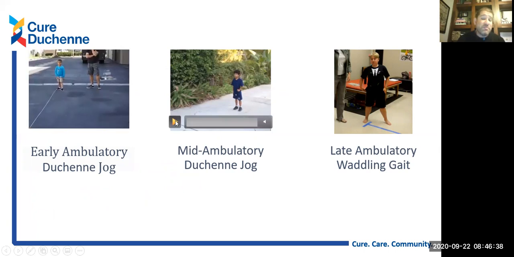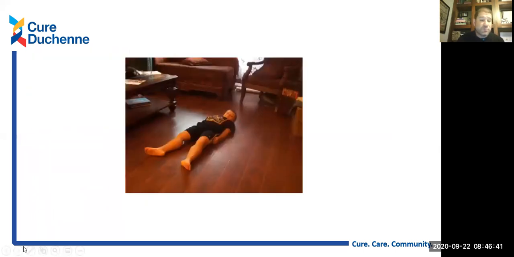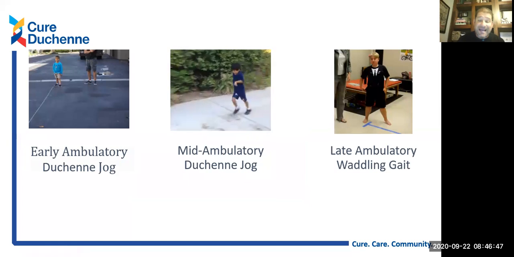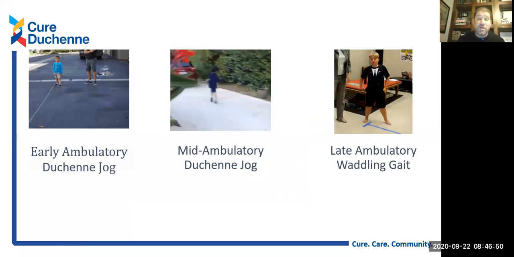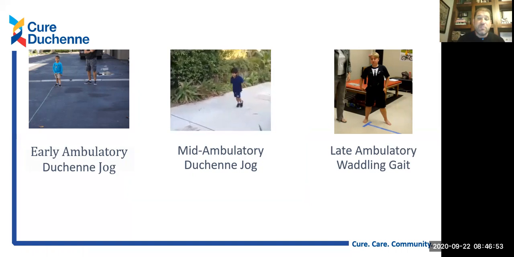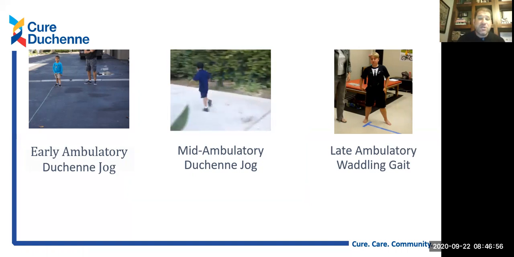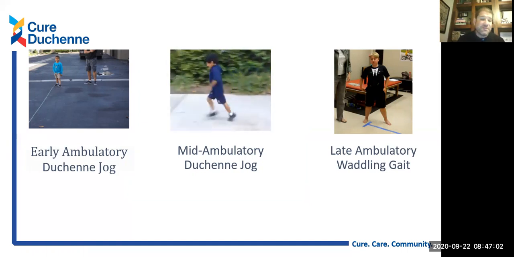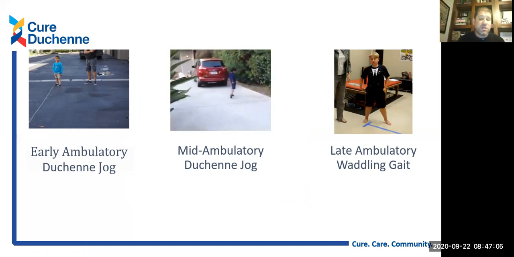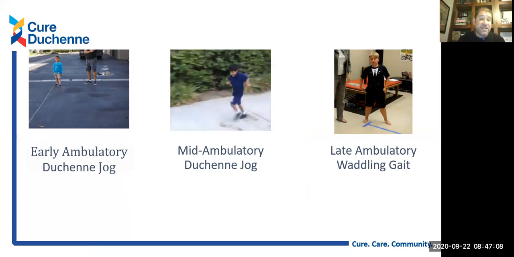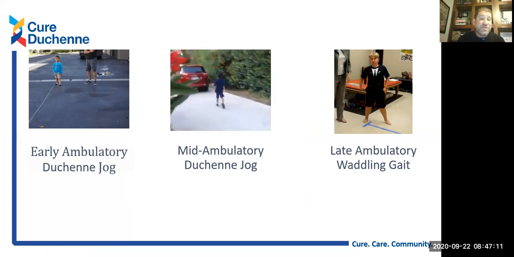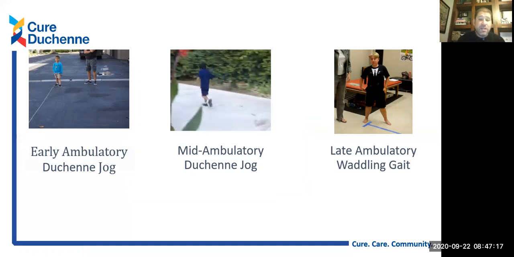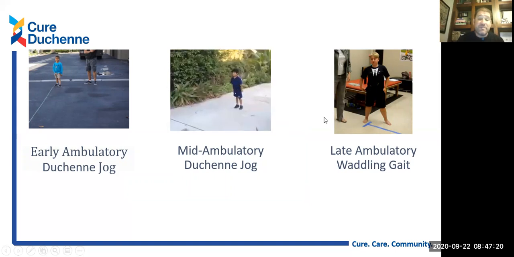So the next one, the mid-ambulatory Duchenne jog, you can see the effects a little bit more. He has to get more momentum to get started, and there are a lot more compensatory movements happening with the upper extremities. You can see his shoulders are back, his head is forward. One of the hallmarks of running is that there's a period of time where you have single limb stance. You can see that he's not getting his feet up as high, and he's not getting a true running. So that's what the Duchenne jog looks like from the mid-ambulatory stage.